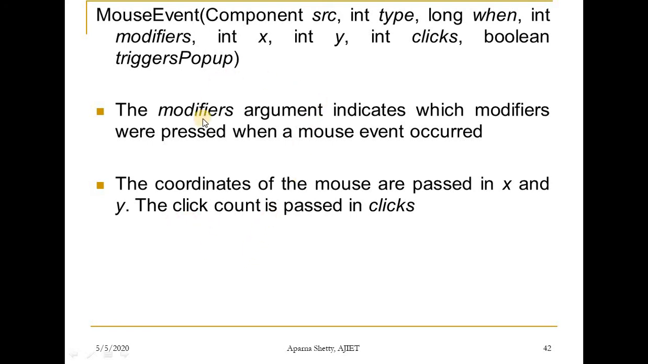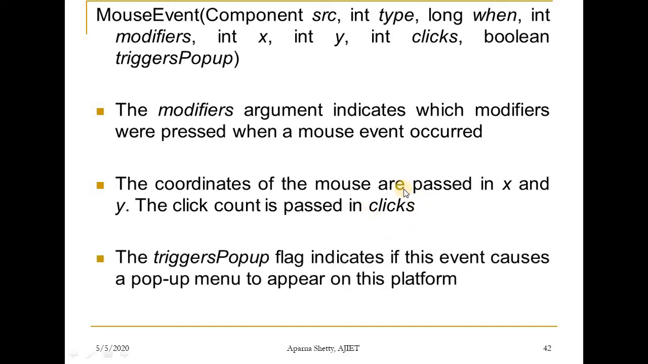The coordinates of the mouse are passed in x and y. So in the screen, the coordinates of the mouse are represented by x and y. The click count is passed in clicks. How many times you click the mouse will be represented by clicks. The triggersPopup flag indicates if the event causes a pop-up menu to appear on the platform.